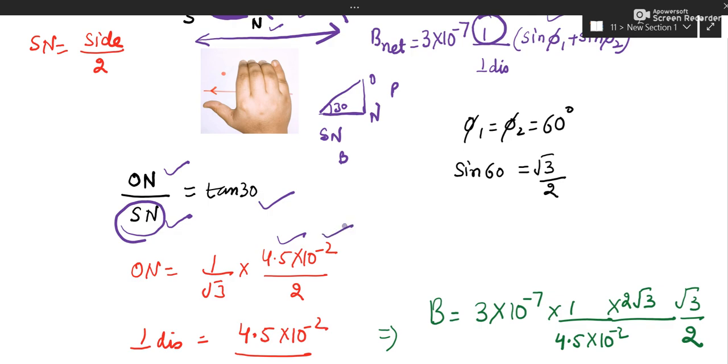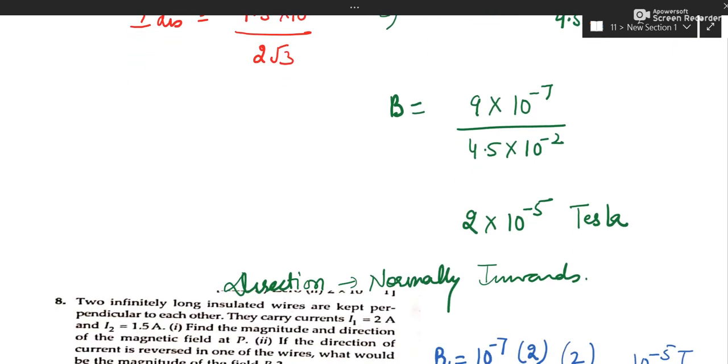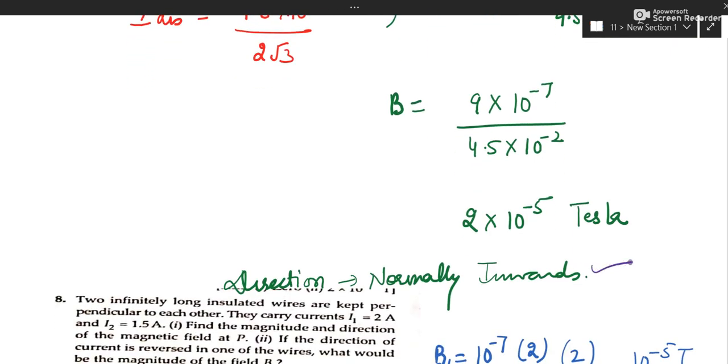This is side. So SN will be side by 2, half of side is SN. Tangent 30 is 1 by root 3. ON is calculated, that is the perpendicular distance. You will substitute here, do simple mathematics, and find out the answer. But then again, direction must be written.